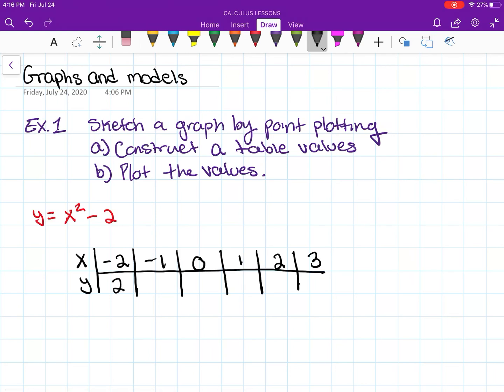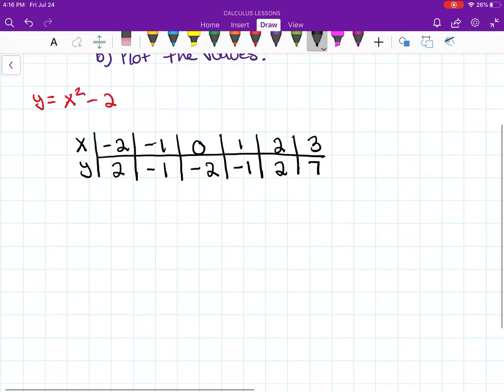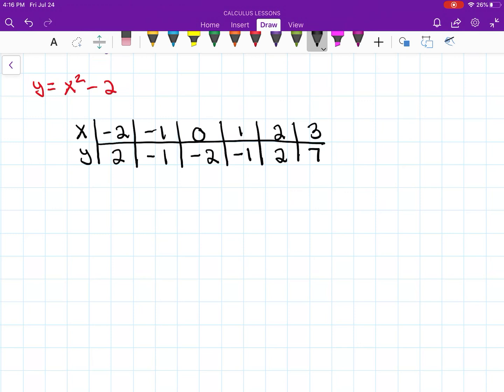If x is -1, you're going to end up with 1. 1 minus 2 is going to give us our -1. If x is 0, then y is going to be -2. If x is 1, y is going to be -1. If x is 2, it's going to be 4 minus 2, so that gives us our 2. And if x is 3, we end up with 3 squared, which is 9 minus 2, giving us 7. As you can see here now, we have our points that we can go ahead and put on a graph.